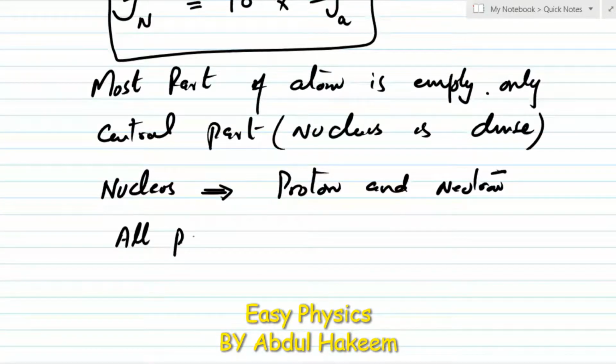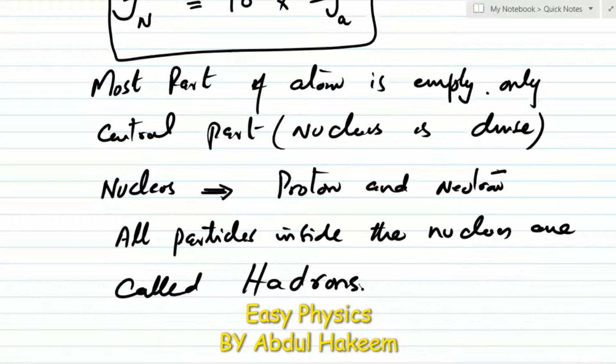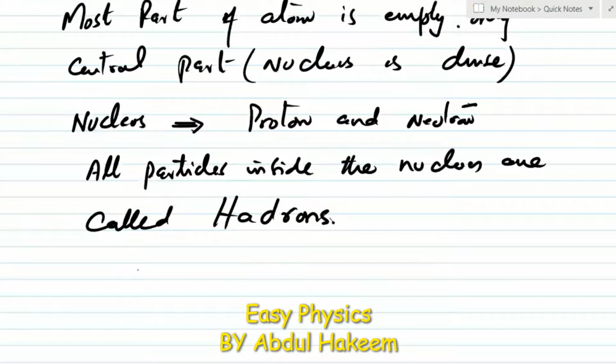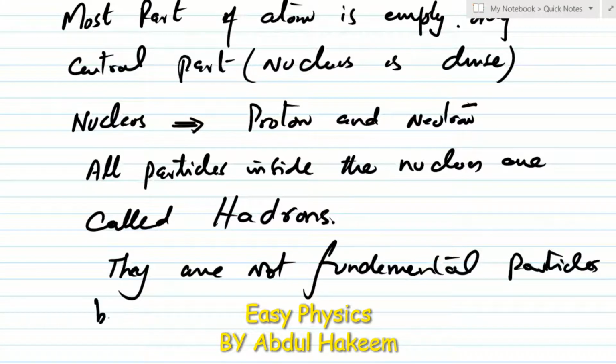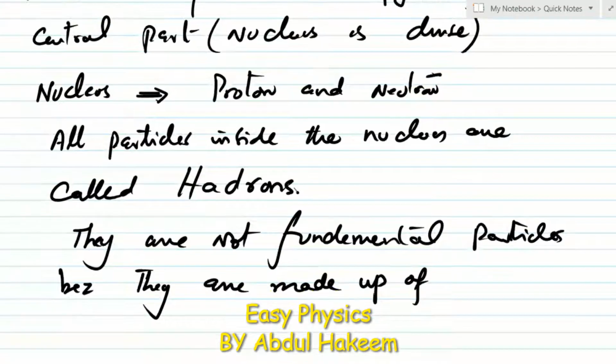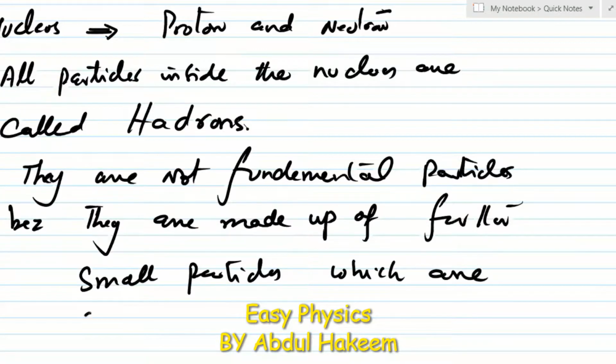So all particles inside the nucleus are called hadrons. They are hadrons, and they are not fundamental particles because they are made up of further small particles which are called quarks.